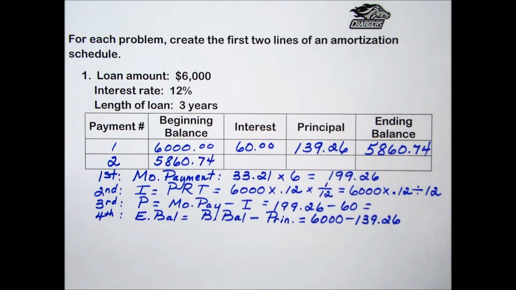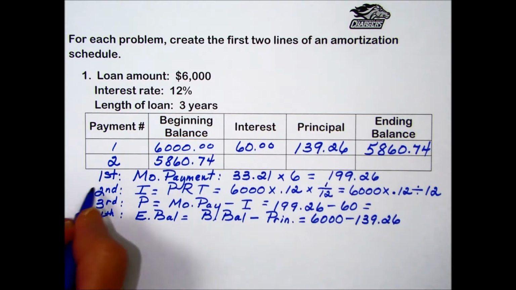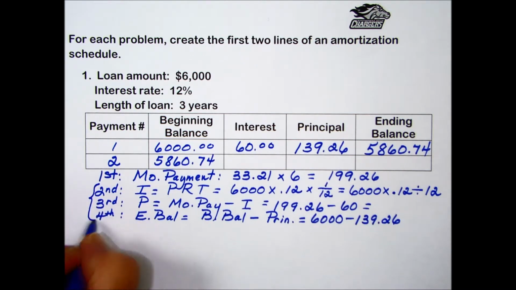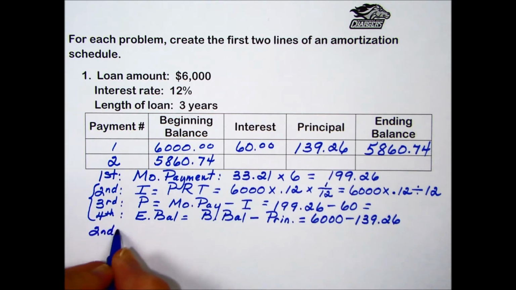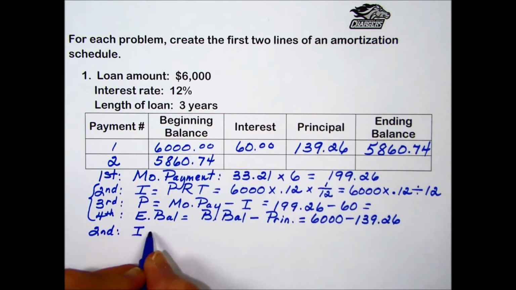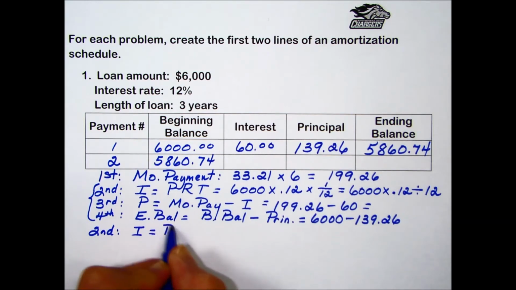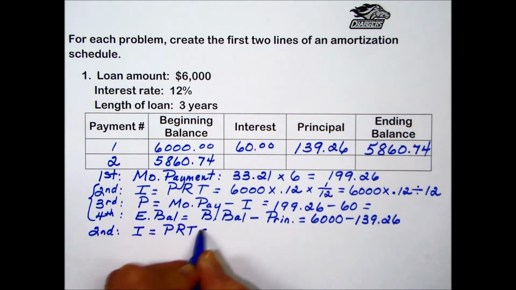To fill in interest and the remaining cells in this second line, we will repeat steps 2 through 4. That monthly payment remains the same over the course of this loan. So to calculate our interest, we'll repeat step 2. It was found by taking principal times rate times time.